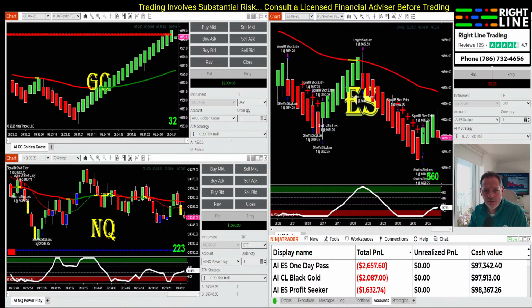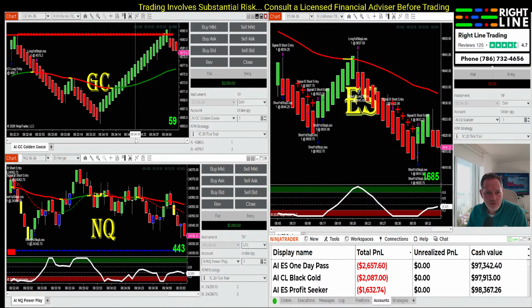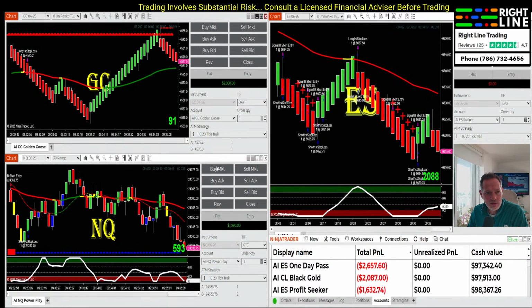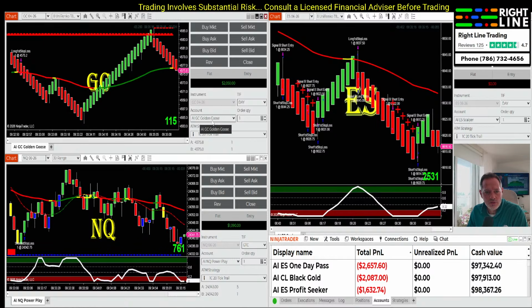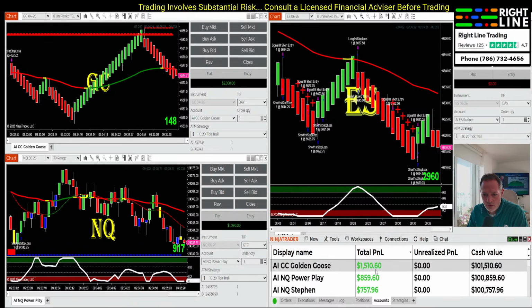I got the AI Auto Trader here. We're looking at the futures instruments, and I've got the GC up in my top left. That's the gold. Looking at the golden goose this morning. It's up a couple thousand here, it looks like. It's up 1,500.